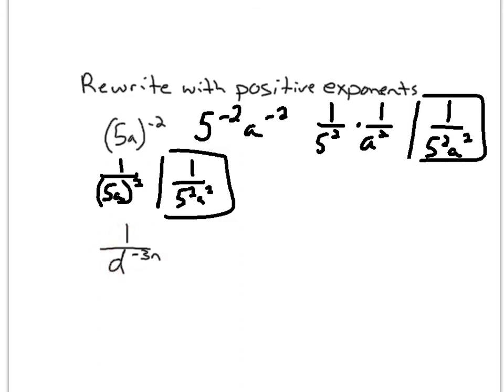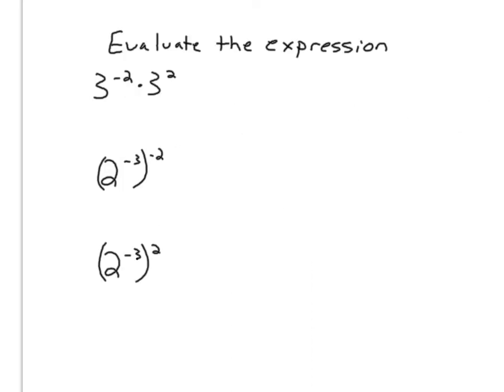Well, this one here, my exponent is a negative 3n, so all I need to do is make it the reciprocal of this, which means I'm basically just going to take this fraction and flip it over and make the exponent positive. So this is going to equal d to the positive 3n over 1, or just d to the 3n. Right, and we got one more slide of examples.